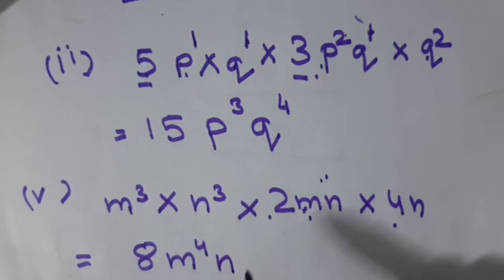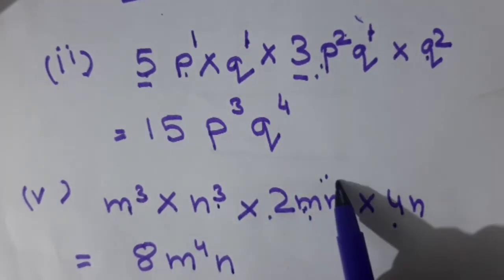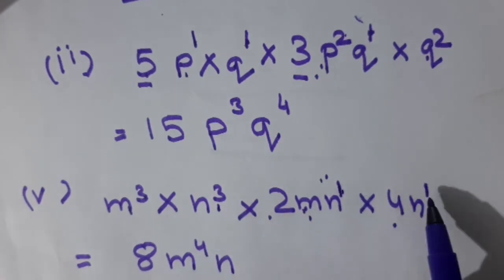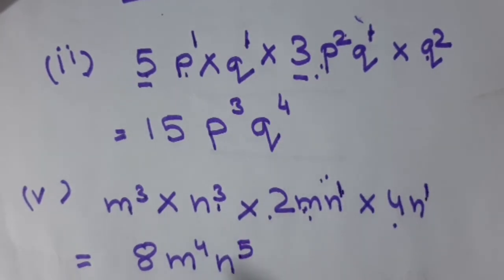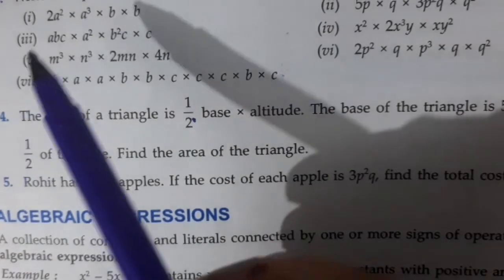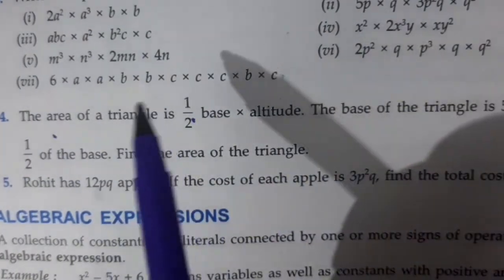Then find out n. Here n raised to power 3, here 1 and here 1. So 3 plus 1, 4. 4 plus 1, 5. So my answer is 8 m raised to power 4 n raised to power 5. Now you will do all the parts of question number 3.